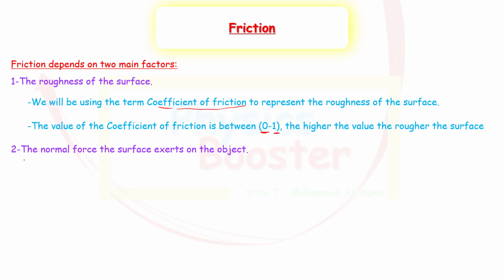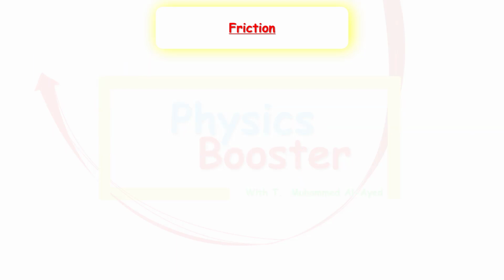And finally, the normal force the surface exerts on the object is another factor that the friction depends on. So we introduced normal force before. Remember when we said that this object is on a horizontal surface, we know that the weight in this case will be equal to the normal. So that's why we introduced the normal. It's very important to be able to calculate the normal so you can calculate the friction. Is there a relationship between them? Well, actually, yes.